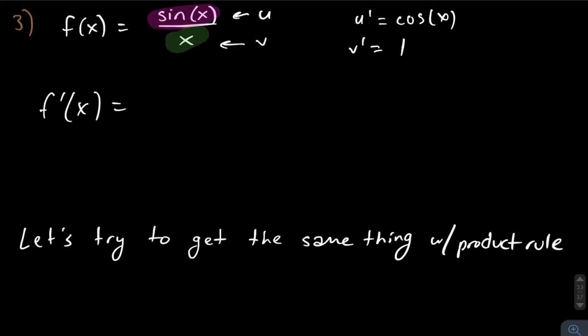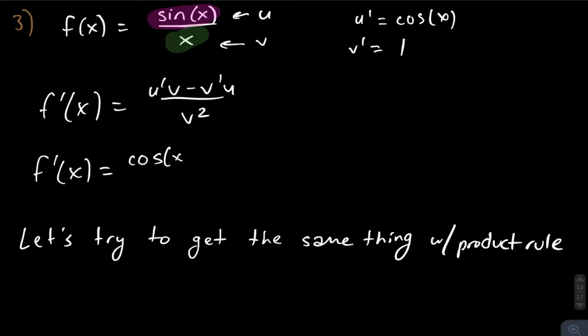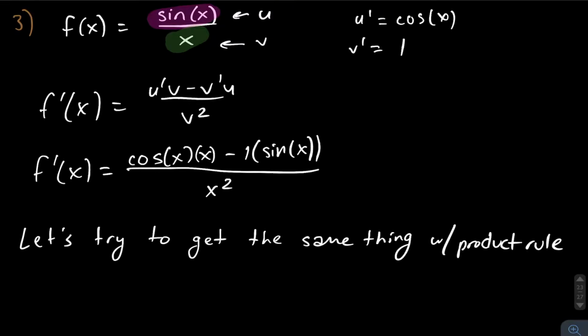Anyways, we can write out what the quotient rule says. It's u prime v minus v prime u over v squared. And we have u prime v, so that's cosine x is u prime, and v is x. And it's going to be minus v prime, which is 1, times sine x, which is u. And that's going to be all over v squared. V is x, so it's going to be x squared. And simplifying this, it's going to be x cosine x minus sine x all over x squared.